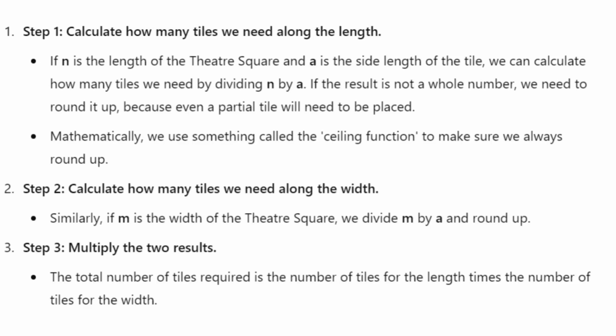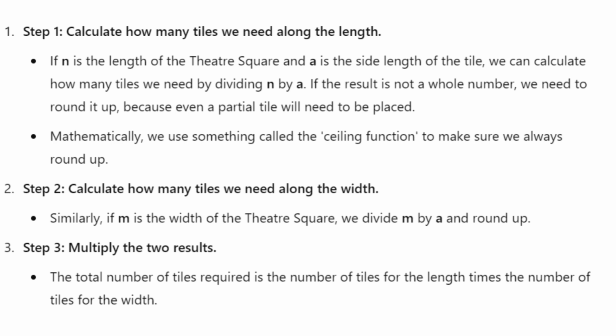Let's take an example. Suppose we have a theater square that's 6 by 6, and the tiles are 4 by 4. Along the length, we can only fit one full tile, but we still have leftover space. So we need 2 tiles to fully cover the length. Similarly, for the width, we also need 2 tiles. In total, we'd need 2 tiles for the length, times 2 tiles for the width, so that's 4 tiles in total. Now that we understand the problem, let's break down the solution step by step.